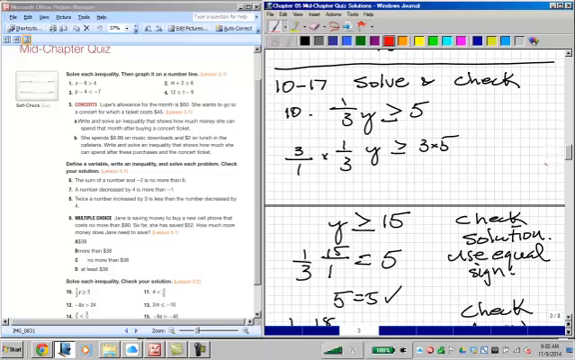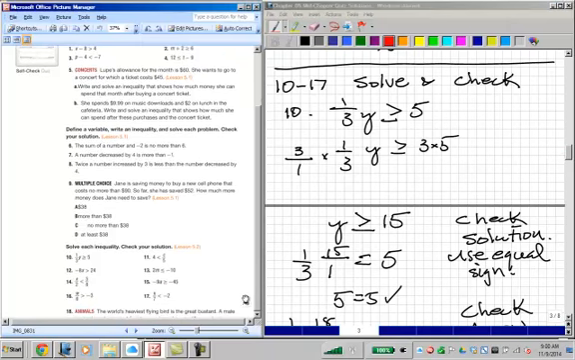Solve and check. Okay, now here's the whole thing about checking. We're only going to do it for 2, 4, 6, 8 problems. Obviously, when you're doing this on a test, you're going to be doing this mentally, but you need to be aware of the fact that just having the right solution doesn't mean that your sentence is correct, the inequality sentence.